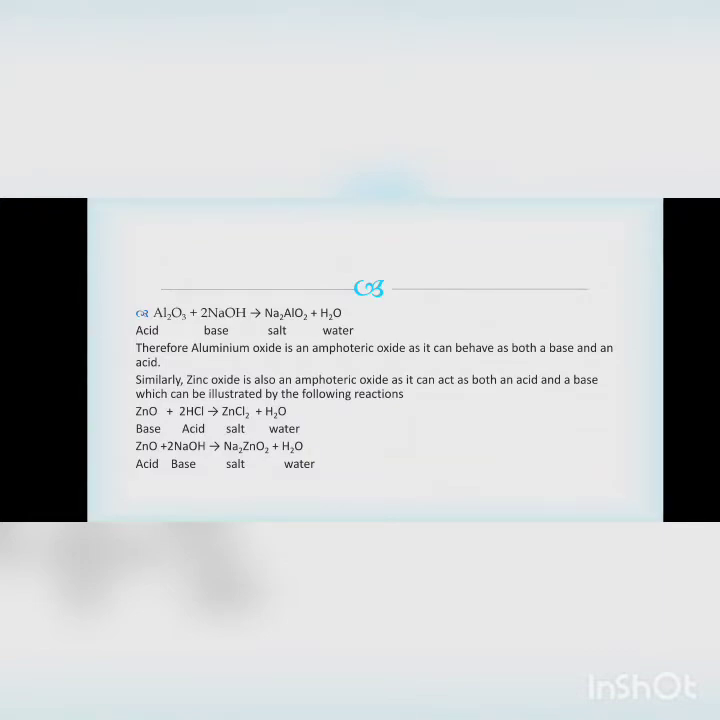Similarly, we have zinc oxide and lead oxide. Zinc oxide is also amphoteric in nature. It reacts with an acid and it forms salt and water, that is zinc chloride and water. On the other hand, zinc oxide behaves like an acid when it reacts with a base to form sodium zincate and water. Sodium zincate is a salt.